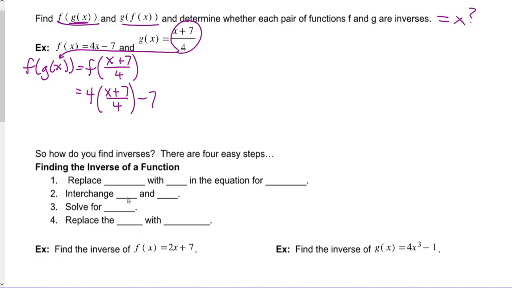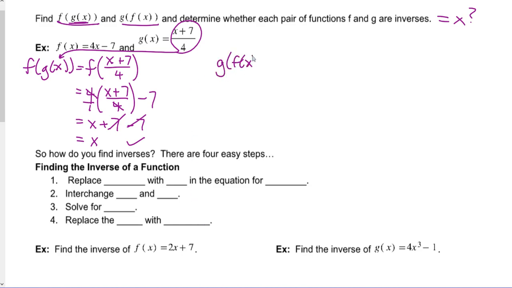And when I do that, notice here, if I put this over 1, these 4's are going to cancel straight off, leaving me with x plus 7 minus 7. And these are going to cancel, which just leaves me x. That's good. If one of them works, maybe the other one will, maybe not, okay? If they both work, then they are inverses of each other. So let's try the other version.